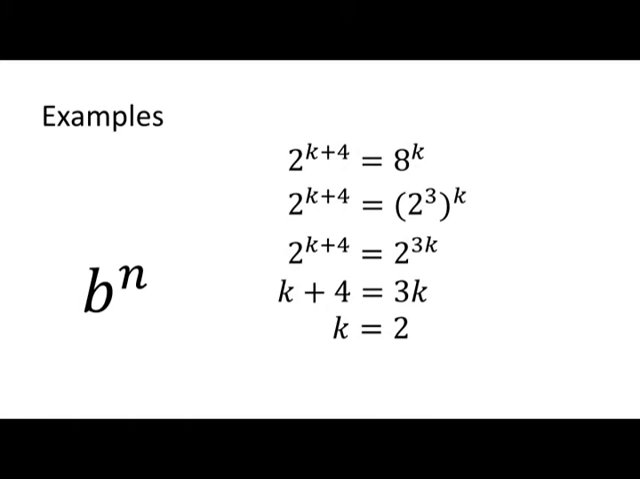Now let's go back and check our answer. 2 to the k plus 4, that's 2 to the 6. Well, 2 to the 6 is 2, 4, 8, 16, 32, 64. So, 2 to the 6 equals 64. What about 8 to the k? We said k was 2, and 8 squared is also equal to 64. 64 equals 64 is the kind of result we like to see.